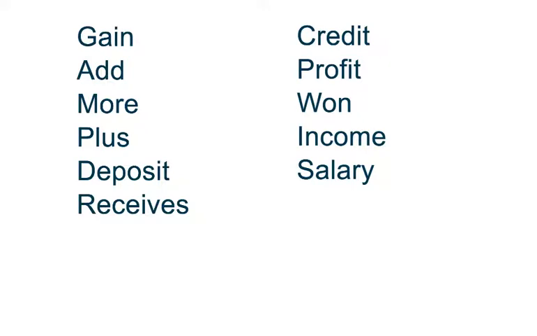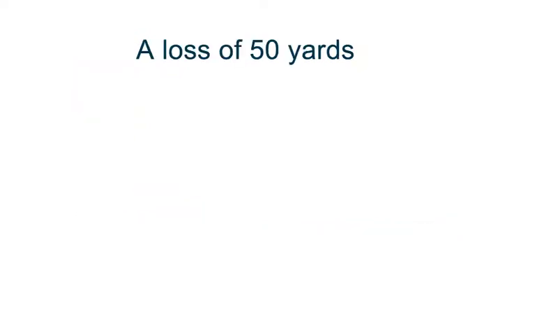A credit. Sometimes if something goes wrong, a store might offer you a credit, which means they are giving you money or they're giving you something to be used at a future date. Profit. If a company is making money, they are profiting. If you win something. Also, income and salary. These are all words that you might see in a problem that indicate that an integer is positive.